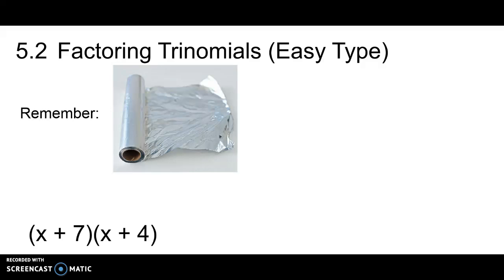We're going to start learning about factoring trinomials now. And this is a topic that's going to have an easy type we're going to learn in section 5.2 and a more advanced, more difficult type that we're going to learn in section 5.3. Both of the two types that we're going to learn have to do with the opposite of a multiplication technique you learned back in Algebra 1. That technique is called FOIL.